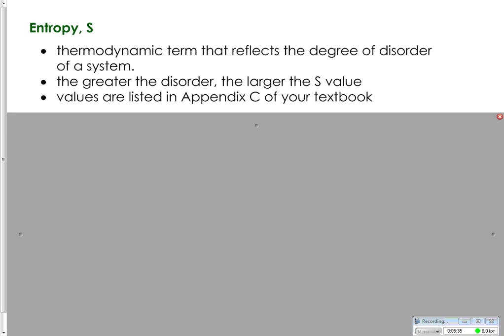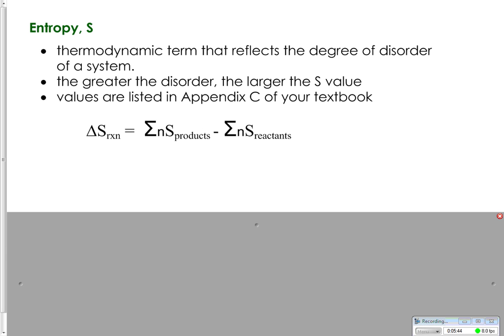And you will look up these thermodynamic quantities just like you looked up delta H. It's in Appendix C of your textbook. Now, you're going to calculate the delta S of a reaction in the same way you calculated delta H. So remember, you're going to sum up your products first. And this N just means don't forget to multiply by the number of moles of each of those substances present. And then subtract from that the sum of all the S values for the reactants.